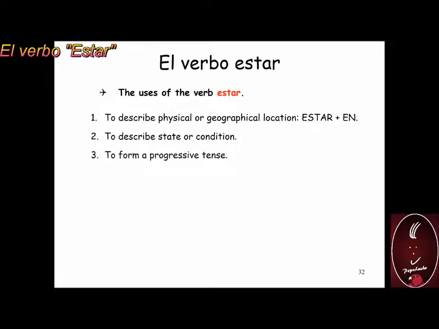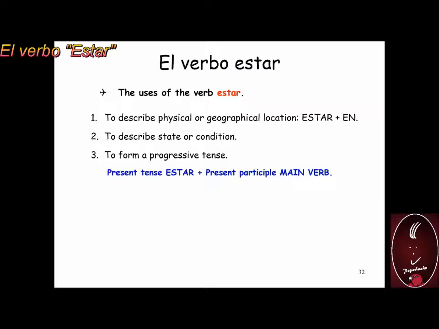Another use of this verb estar is to form the compound tense in Spanish, the progressive tense. This tense is formed using the present tense of the verb estar plus the present participle of the main verb. In English, this progressive tense is formed using the verb to be plus the present participle of the main verb, ing. For instance, I am talking, you are listening, that's present progressive in English.